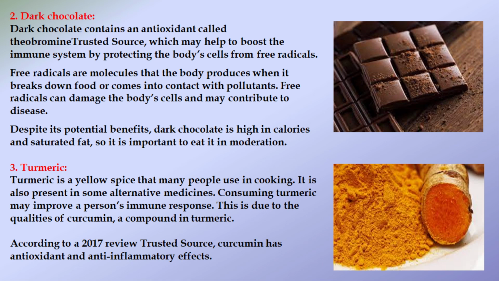Despite its potential benefits, dark chocolate is high in calories and saturated fat, so it is important to eat it in moderation. 3. Turmeric. Turmeric is a yellow spice that many people use in cooking. It is also present in some alternative medicines. Consuming turmeric may improve a person's immune response. This is due to the qualities of curcumin, a compound in turmeric. According to a 2017 review, curcumin has antioxidant and anti-inflammatory effects.